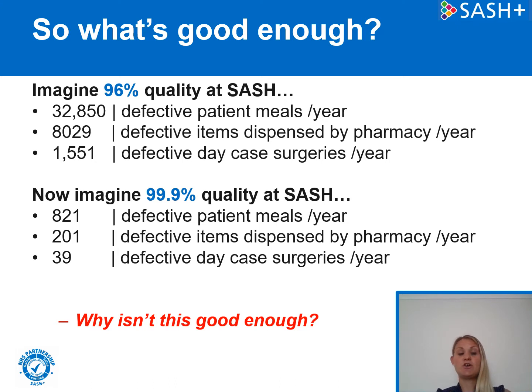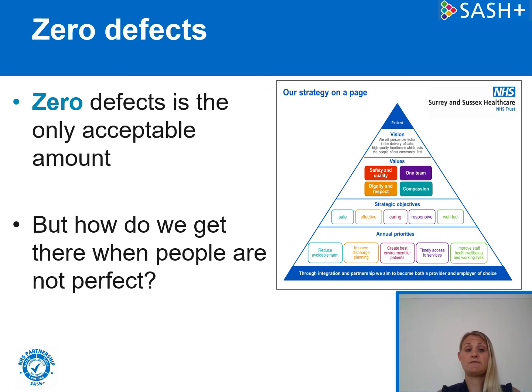If we then imagine 99.9% quality at SASH, this would equate to 821 defective patient meals a year, 201 defective items dispensed by pharmacy a year, and 39 defective day case surgeries a year. So 99.9% normally sounds quite good, but actually, if you were one of these patients, why wouldn't it be good enough? So 0 defects is the only acceptable amount. But how do we get there when people are not perfect?